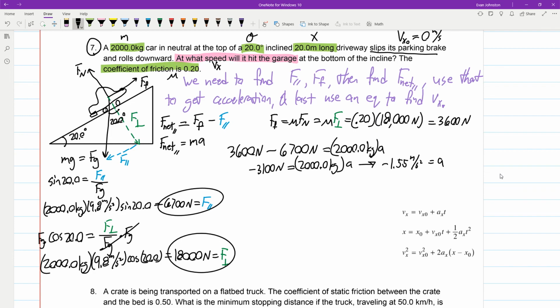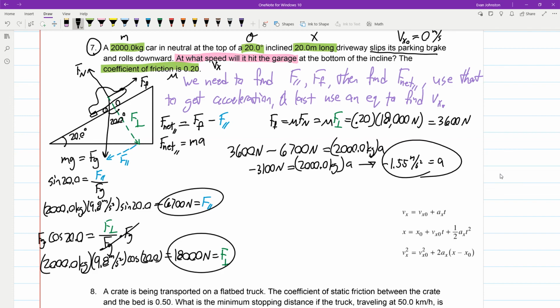That's our acceleration. So wowzer, what the heck does this mean? Well, it means the thing is speeding up going downhill. That's really what it means. This is our negative direction, and this is how quickly it's speeding up. So now we know, A, what the heck are we trying to do with it? Well, we're trying to find the speed when it hits the garage, right? When it slams into it.